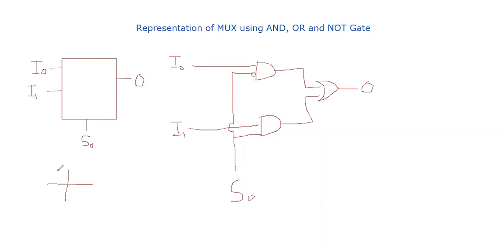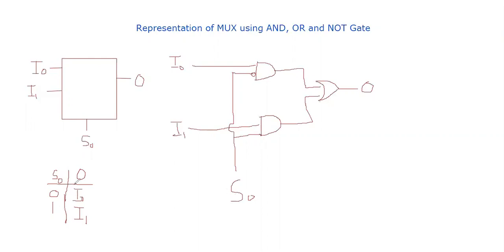So my select line is S0. Now S0 will have 2 values, either 0 or 1. If it is 0, we will select I naught. If it is 1, we will select I1. Or in other words, if S naught is 0, the output will be I naught. If it is 1, the output will be I1.